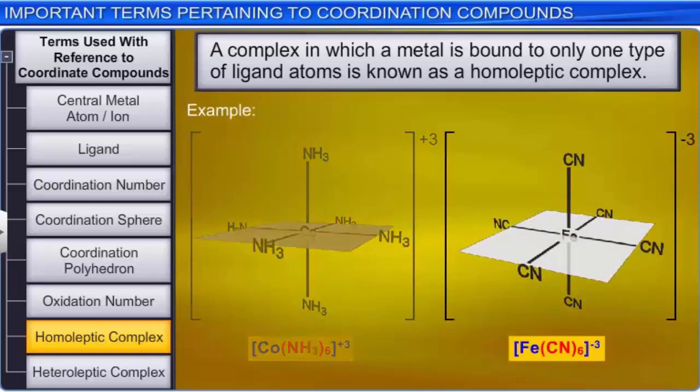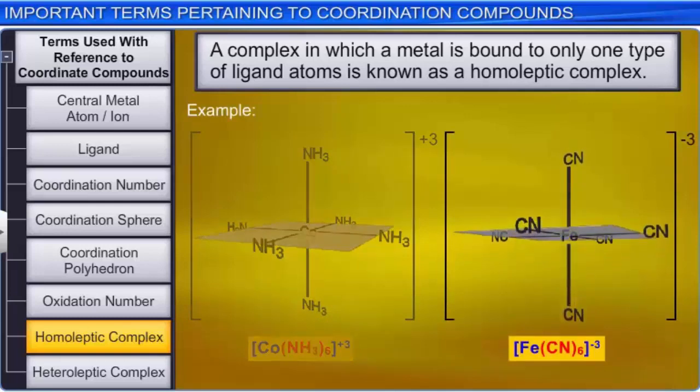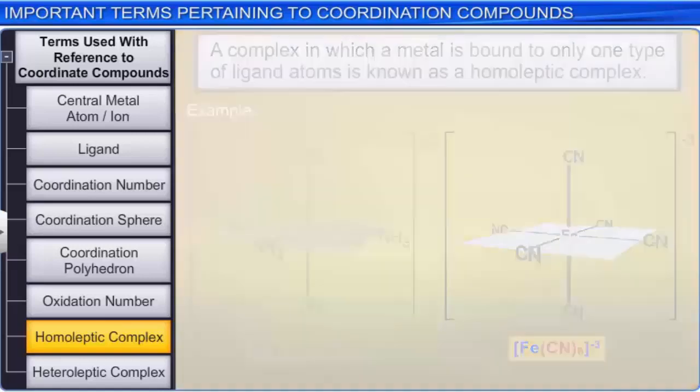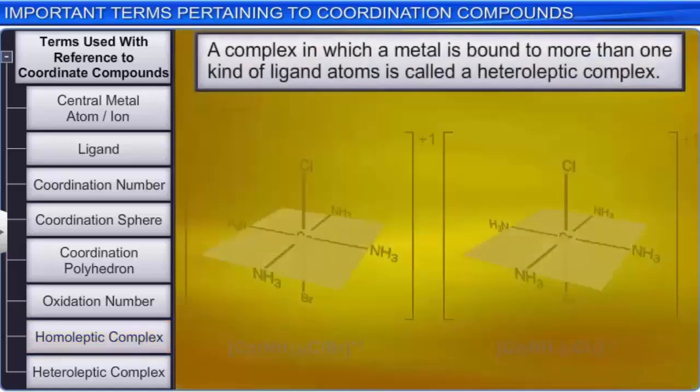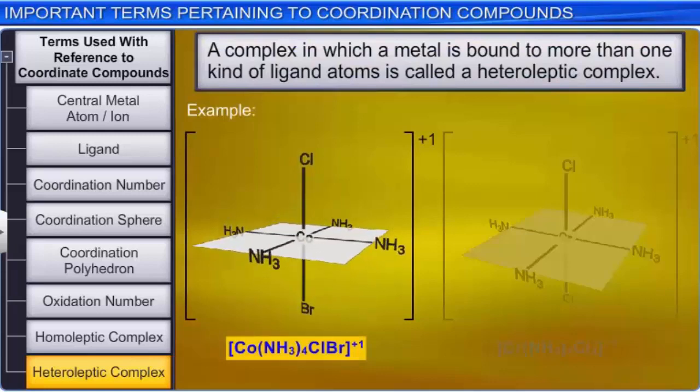On the other hand, a complex in which a metal is bound to more than one kind of ligand atoms is called a heteroleptic complex. For example, [Co(NH3)4ClBr]+ and [Cr(NH3)4Cl2]+.